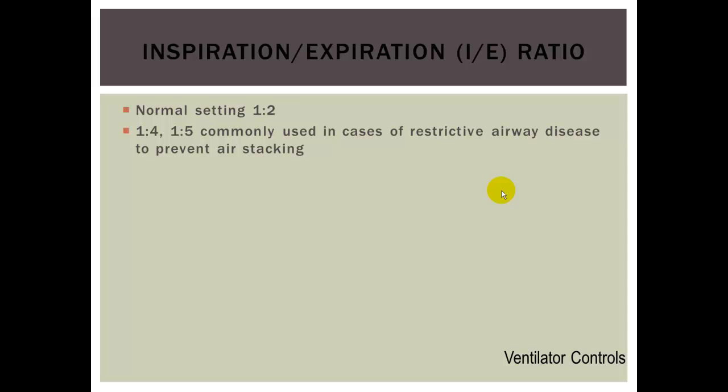Inspiratory-expiratory ratio. The normal setting is about 1 to 2. However, a tad of common sense should be used with this. If they have some kind of restrictive airway disease, COPD, emphysema, asthma, then we should probably allow for longer exhalation times. So 1 to 2 is a normal setting. 1 to 4 may be used in a COPD patient because they require more time to get the air out. We do not want respiratory or ventilatory stacking to occur.